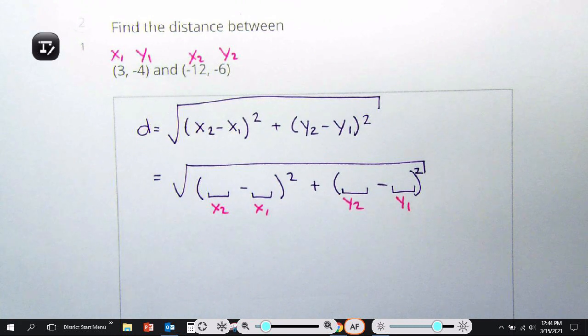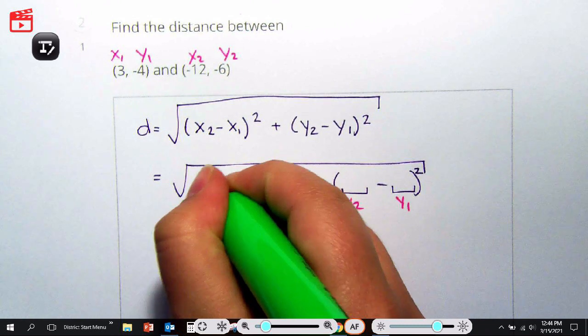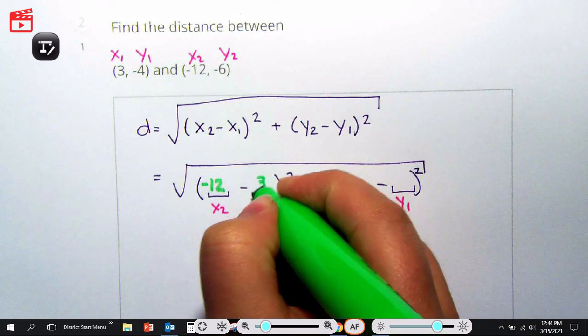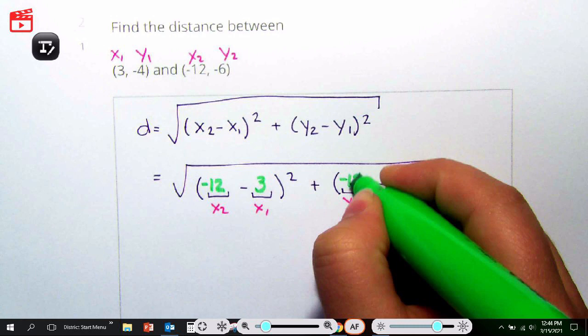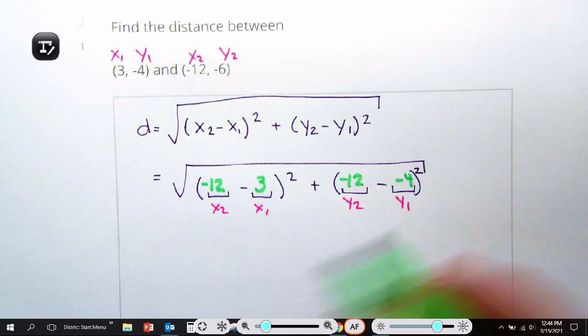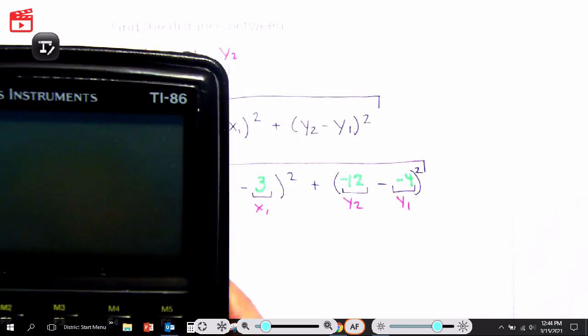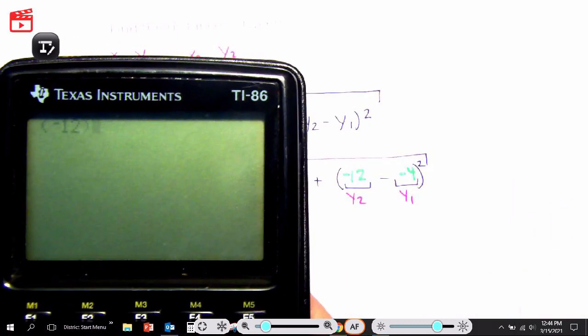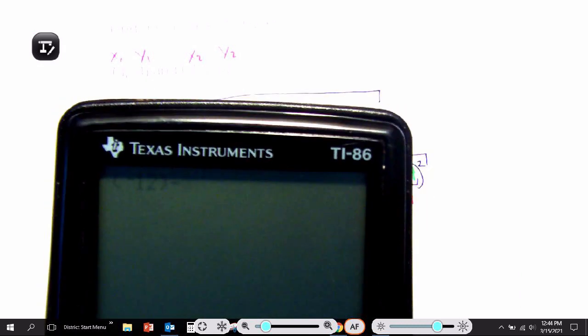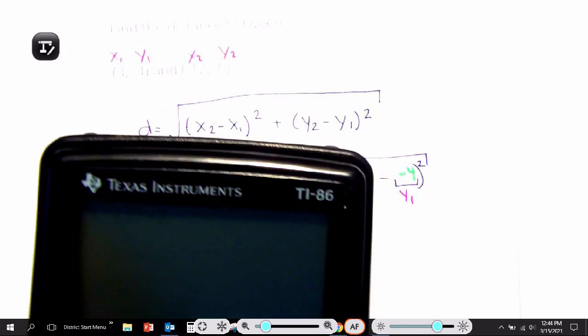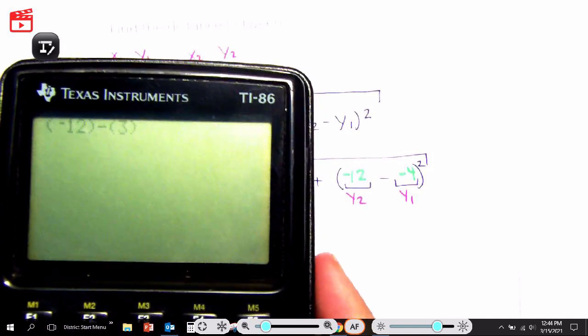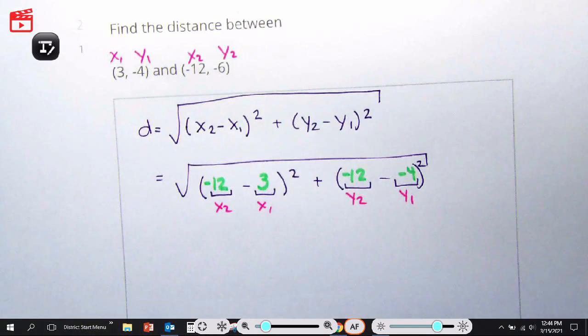Plug in your numbers. So what do I have for x2? For x2, I have a negative 12. For x1, I have a positive 3. For y2, I have a minus 6. And for y1, I have a minus 4. Again, I see two negatives. If you're using a calculator, I'll show you how to do it using a calculator. But let's do this one here. Parenthesis minus 12, parenthesis minus 3. You can do parentheses here. Each number gets its own bubble. And that gives me a minus 15.